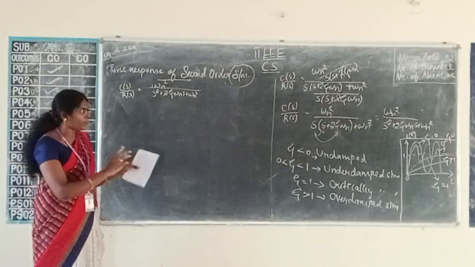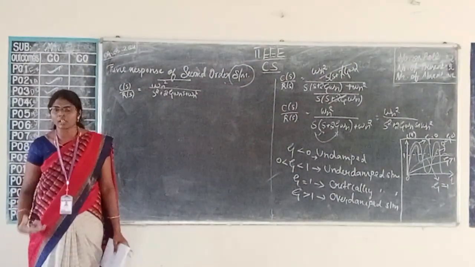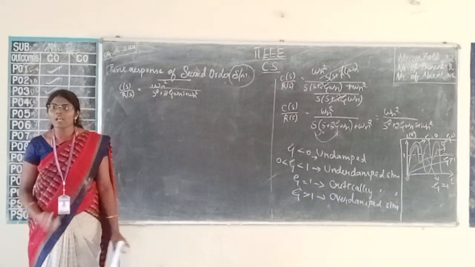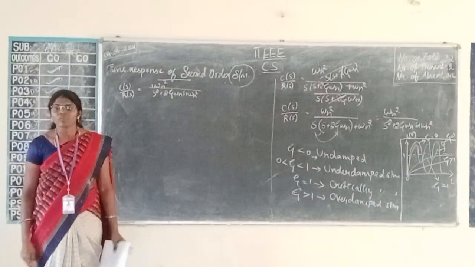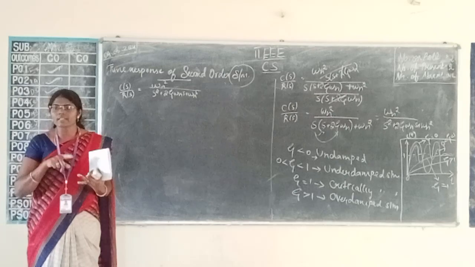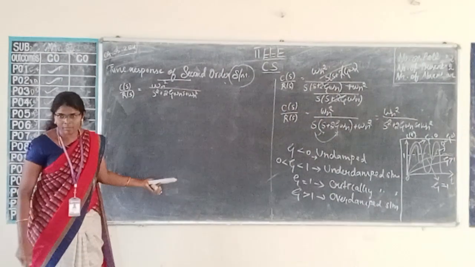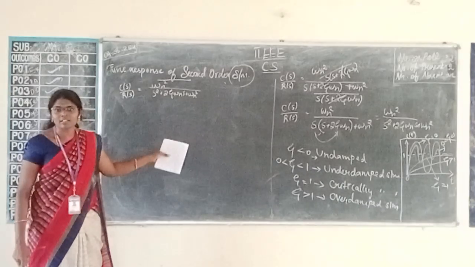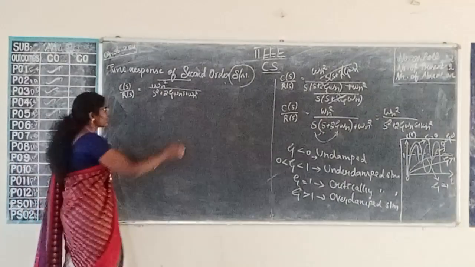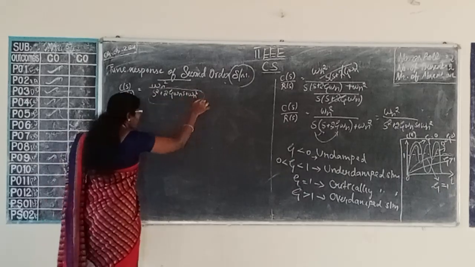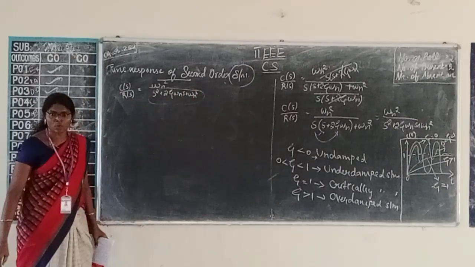Based upon the value of zeta, the damping ratio, we are going to determine the stability of the system, either it is on the real axis or it is in an imaginary condition. How can we identify that? By deriving the characteristic equation. So what does the characteristic equation mean? That is by equating the denominator to 0.